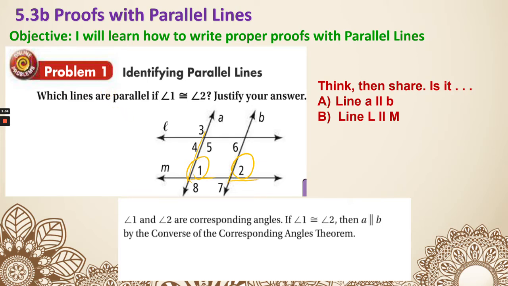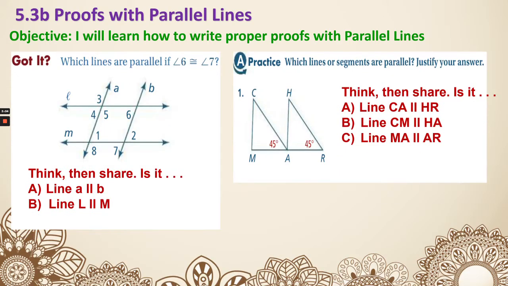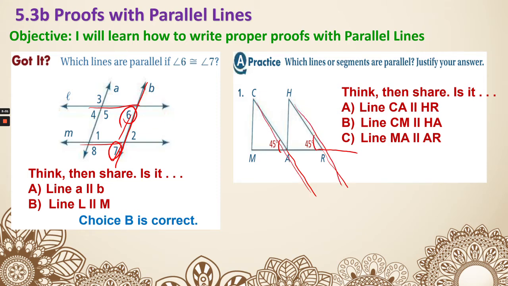Next, we can have a look at a few more. First one, if angles 6 and 7 are congruent, again, they are corresponding angles, and this is our transversal line. So L and M are parallel. For the next one, we have 45 degrees. If you can't see quite clearly, we just need to extend the line. We can clearly see there's a transversal there, so these two are corresponding angles of the CA and HR lines. So the choice is A.